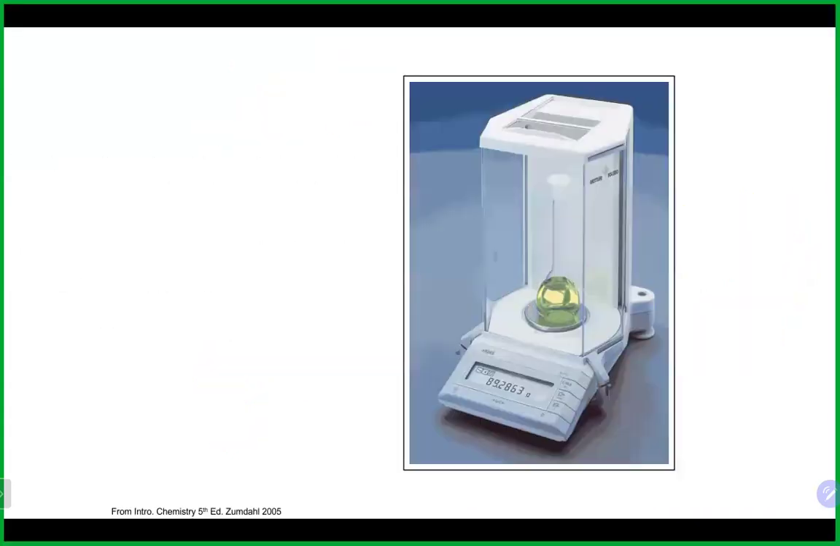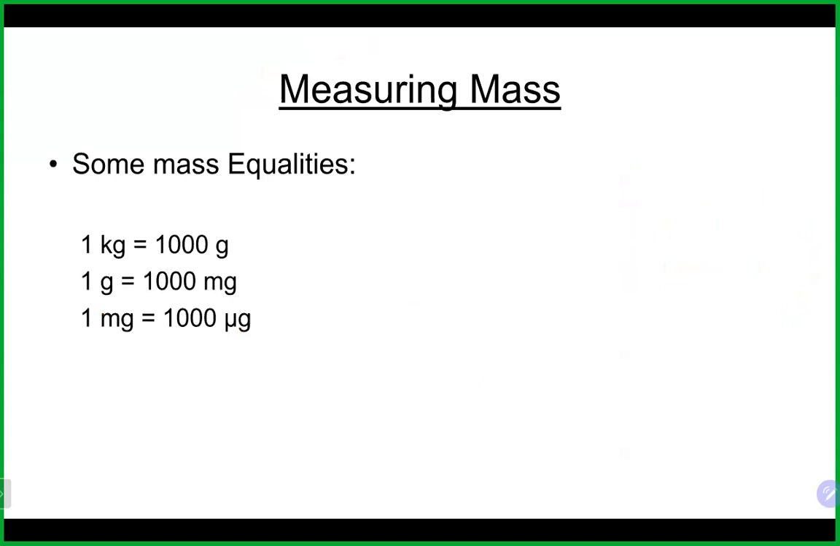All right. Speaking of mass measurements, 1 kilogram is 1,000 grams. Definitely should know 1 gram is 1,000 milligrams. 1 milligram is 1,000 micrograms. By the way, that is the symbol for micro. But I would say the first two for sure are ones we come across a lot here that you should know.